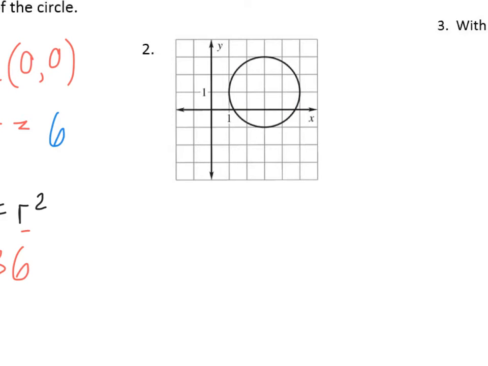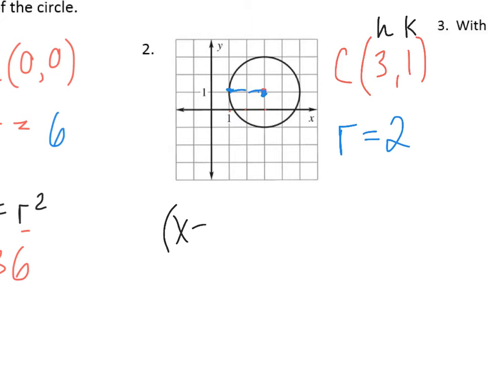For the next problem, start with the center of your circle. Looks like this point right here is the center. They're going by 1's in this case, so it looks like my center is at (3, 1). Remember, 3 represents your h, 1 represents your k. And the next thing you need is your radius. That's the distance from the center to any point on your circle. It looks like in this case my radius is 2. So when I plug this into my equation, I'm going to have (x - 3)² + (y - 1)² = r².